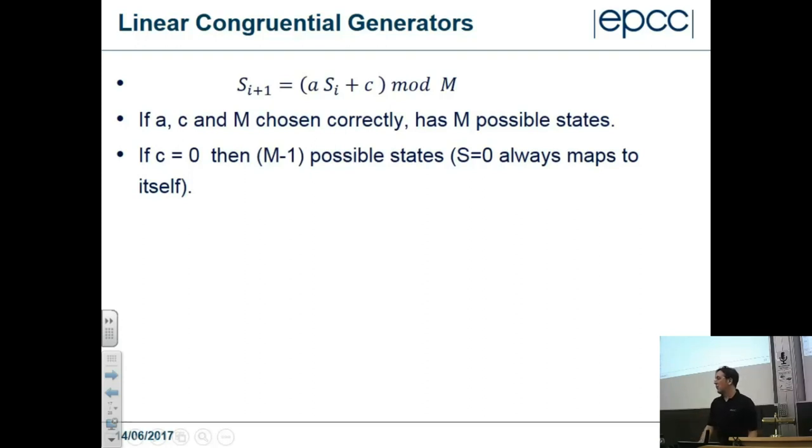The standard one you see most commonly is a linear congruential generator. So you have a single state variable s, and the new value is the old one times a, plus c, modulo some m. So you multiply, you add, and you do a modulus to bring it back into a certain range. And if you choose a, c, and m correctly, then there are m possible states, and the sequence will go through all possible states. It seems like a very, very simple update, but surprisingly, this generates a sequence which, for a lot of purposes, is sufficiently random.